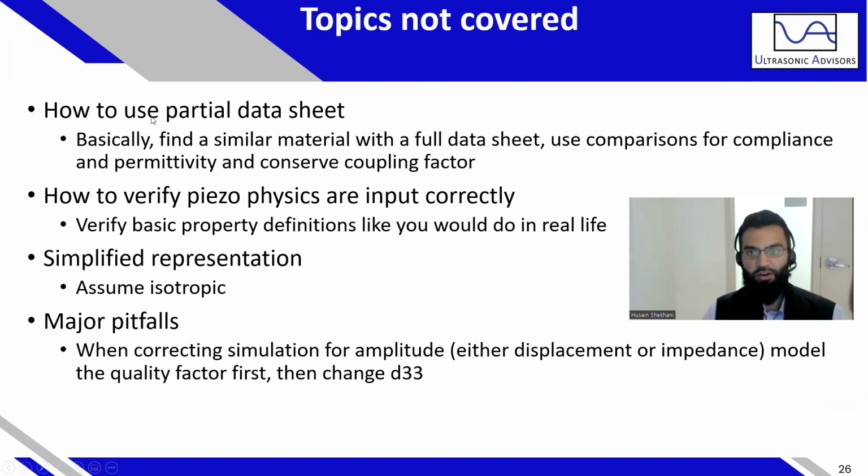I didn't discuss how to use a partial data sheet, like if you don't have the material to test, but you still want to simulate how that would behave. But the process is sort of similar to what I did here. There are comparisons, there are coupling factor conservations. You do need a standard. You do need an example of a fully populated material data sheet in order to get to an equivalent version of an estimation for your new material that you don't have.